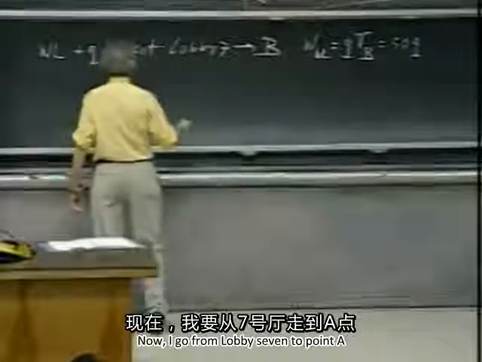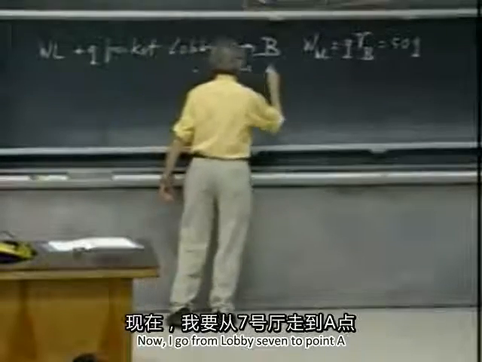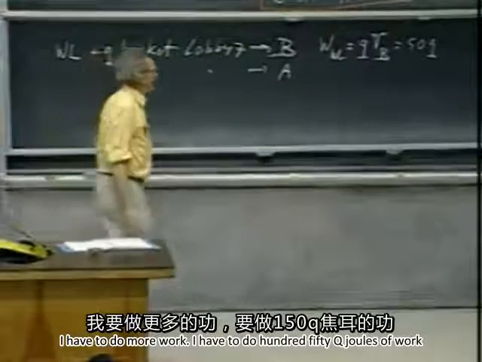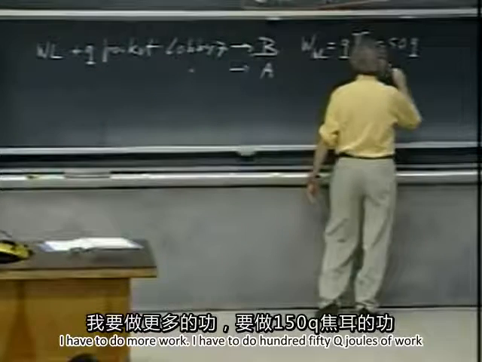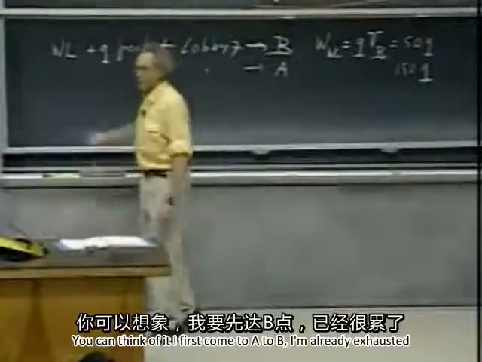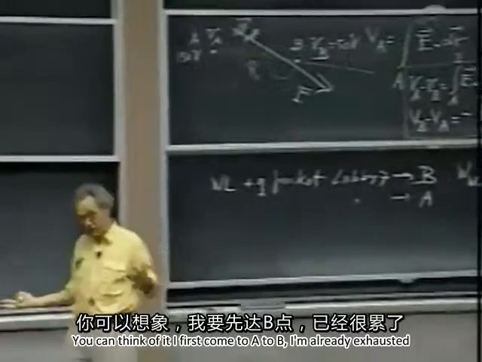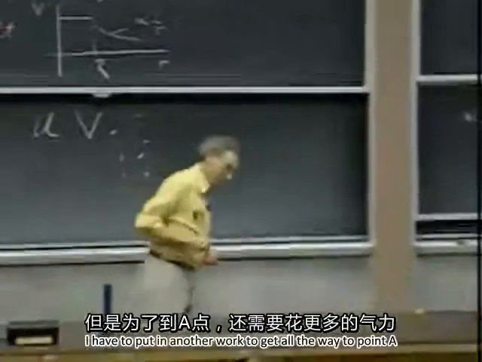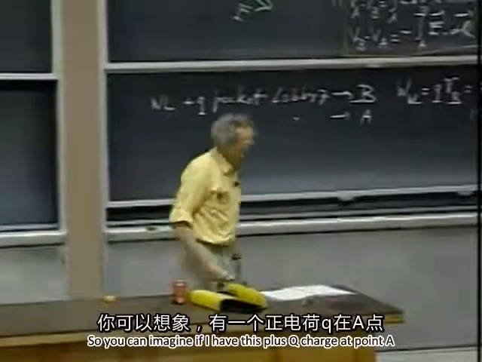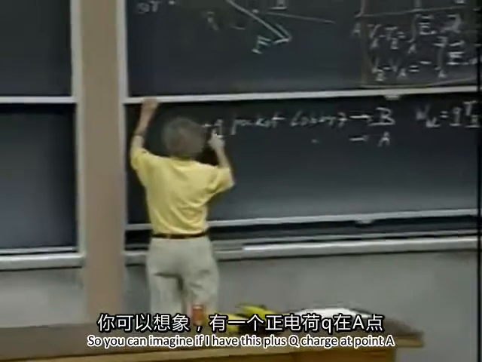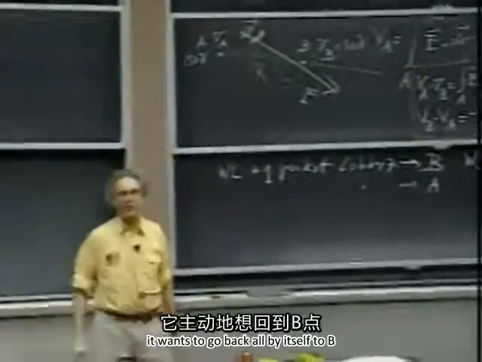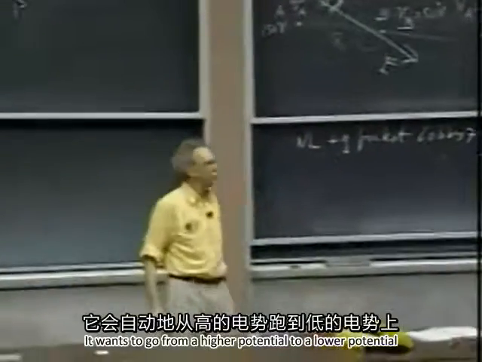Now, I go from lobby 7 to point A. I have to do more work. I have to do 150 Q joules of work. You can think of it, I first come to B, I'm already exhausted. I have to put in another work to get all the way to point A. So you can imagine if I have this plus Q charge at point A, where it is at a higher potential, it wants to go back all by itself to B. It wants to go from a higher potential to a lower potential.